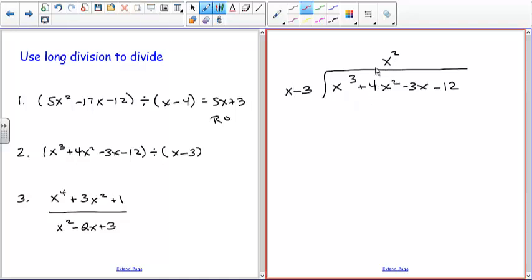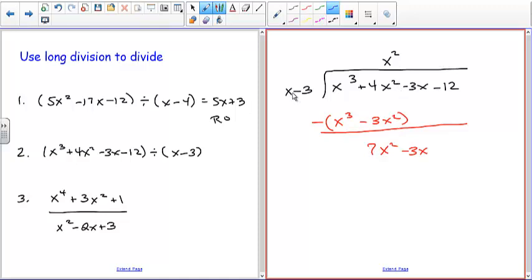Okay, so let's multiply it out. X squared times x is x cubed. X squared times negative 3 is negative 3x squared. Put a line. I'm subtracting that. I'm not going to write down 0. I'm just going to say it disappears. X cubed minus x cubed. Here we have 4x squared plus 3, because you've got a negative times a negative. So this is really 4 plus 3, which is going to be 7x squared. Bring down the next term, like that.